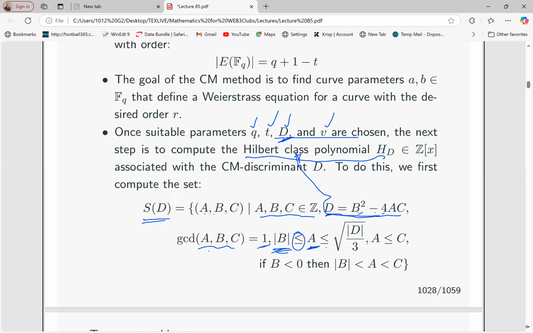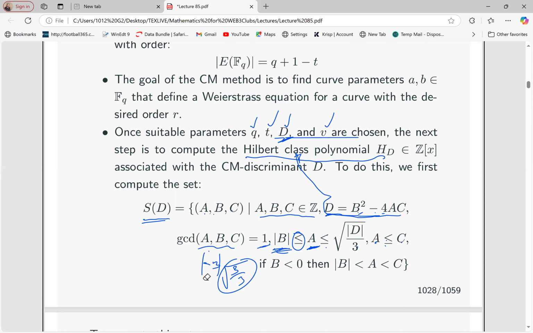Remember that our D was negative. So if D is negative, get the magnitude. Supposing it's 3, the magnitude will be 3. Then divide by 3, then get the square root. So A must be less than or equal to this result. And then A must be less than or equal to C. So C could be the largest of them all. A must be less than or equal to C. Remember that B here was less than or equal to A.